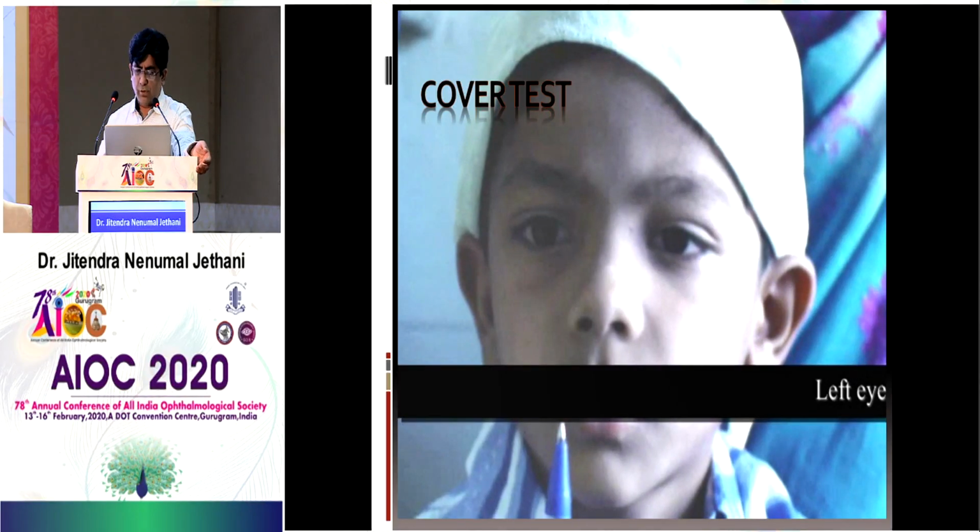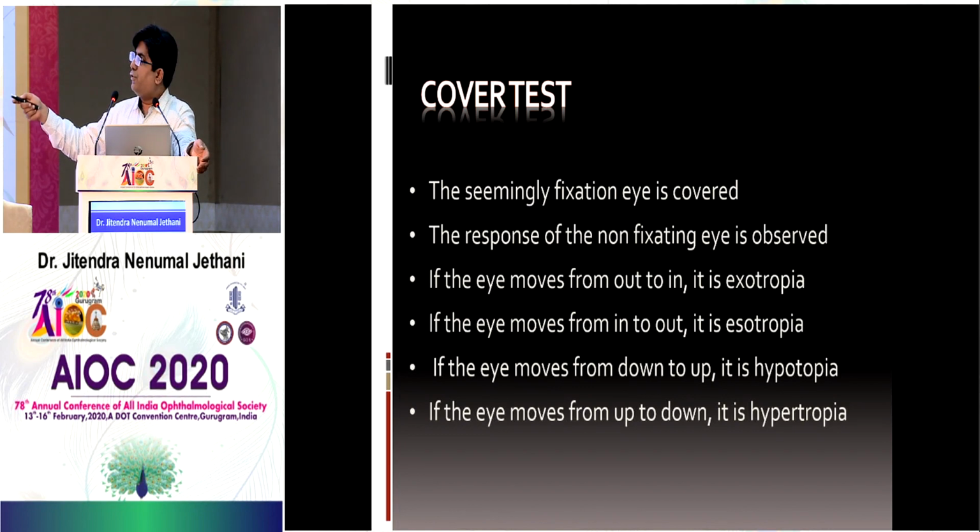So, okay, we go back. What do you do in cover test? This is the first step. You cover the seemingly fixating eye. Why do they say seemingly fixating eye? Because whatever eye you feel is fixing, you have to cover that eye. And then wait. What will happen? The non-fixating eye is to be observed. If it moves from out to in, it is exo. If it moves from in to out, it is eso. From up to down, it is hyper. If down to up, it is hypo.